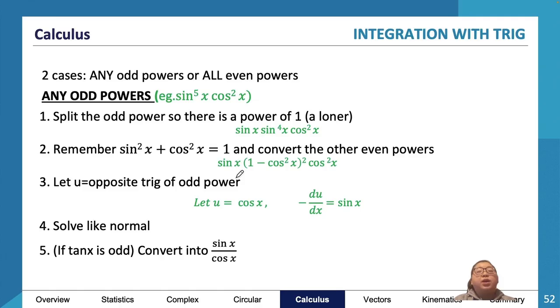And then you let u equal the opposite of the trig power, so let u equal the opposite of the odd power. You want the loner to end up being the derivative, or something similar to the derivative. So you're going to try and get it until there's one derivative which has nothing, no component of sine or cos by itself, and then you solve as per normal. And if tan is odd, then you can convert it to sine over cos.